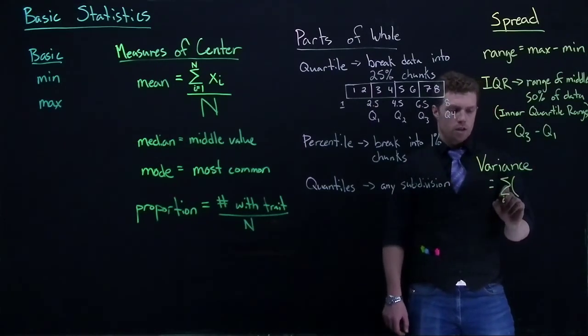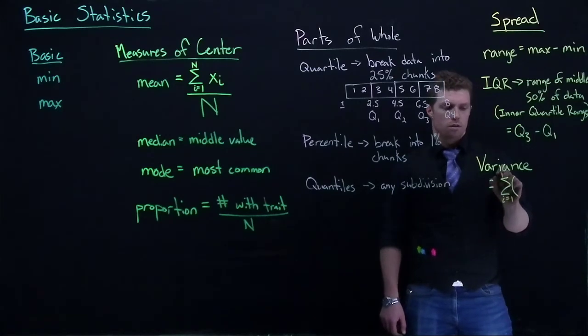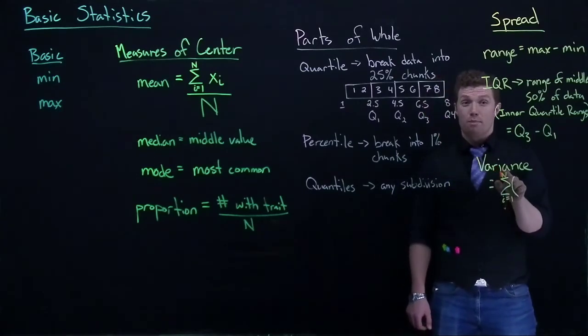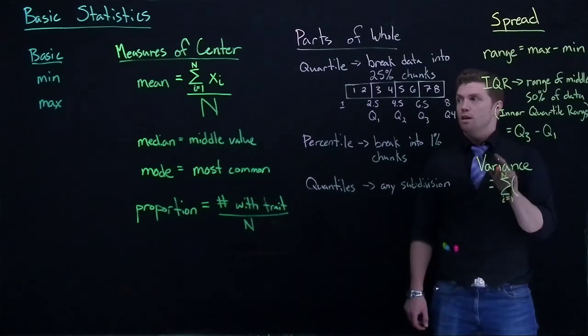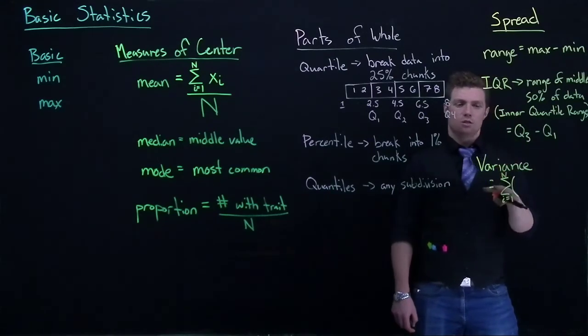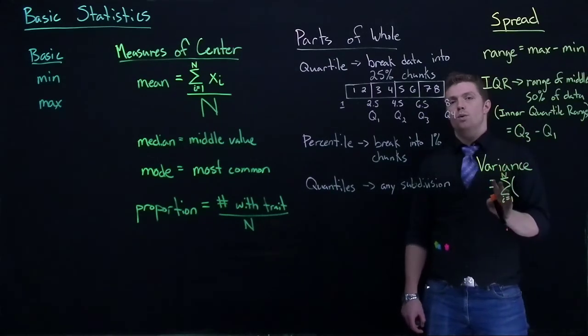So we are taking all of our measurements. Notice I'm using a capital N. That's for the population. If we do a sample, we have to make some little adjustments to this equation. I'm not going to go into that. Once again, the software will do it for us.